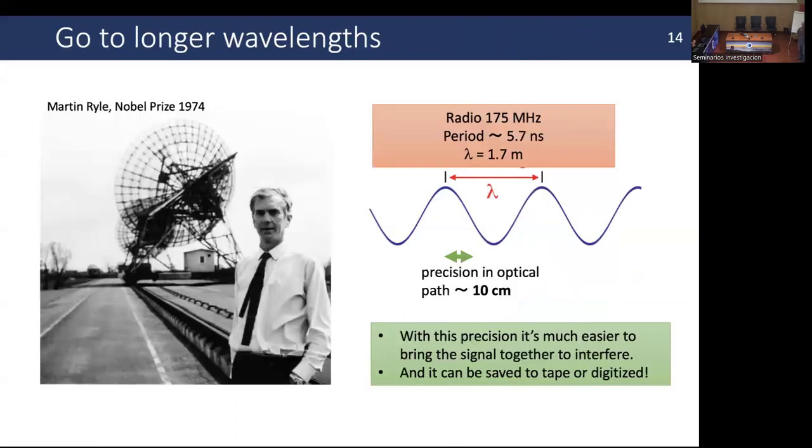This is not the same in radio. In radio, the wave oscillates very slowly. For instance, at a frequency of 175 megahertz, you only need a precision in the optical path of 10 centimeters, meaning that already in the 70s, you were able to do interferometry. The wave oscillates so slowly that you can even digitize the wave and save it to tape and do whatever processing offline, okay?